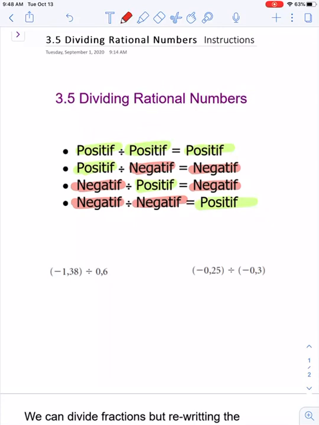So when we have decimals, I told you before, the easiest way is to just take your calculator. If I have negative 1.38 and I divide it by 0.6, I have a negative and a positive, so I know my answer is going to be negative, and it gives me negative 2.3. If I have a negative divided by a negative, like over here, negative 0.25 divided by 0.3, two negatives divided together is going to give me a positive answer. And in this case, it gives me 0.83.